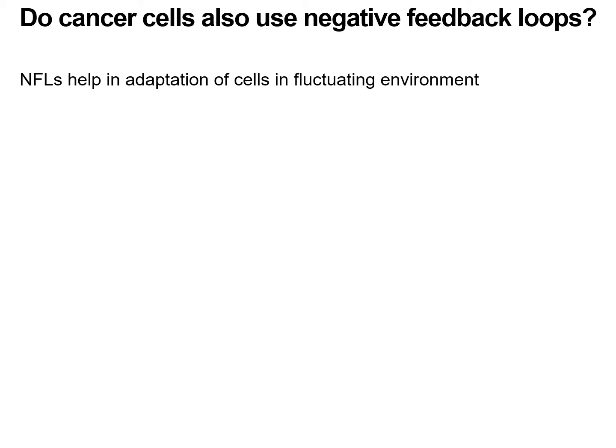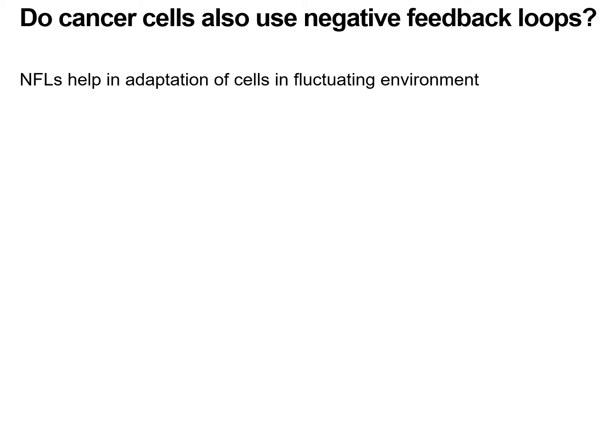Now, the question that arises is, do cancer cells always use broken feedback loops, or do they actually have negative feedback loops of their own which help them adapt? Now, think from the perspective of a cancer cell. Its environment is constantly changing, and what negative feedback loops help do, as we studied previously, is that it helps the system to come back to a particular homeostatic state and therefore adapt to different perturbations that the system may have faced in that period of time.